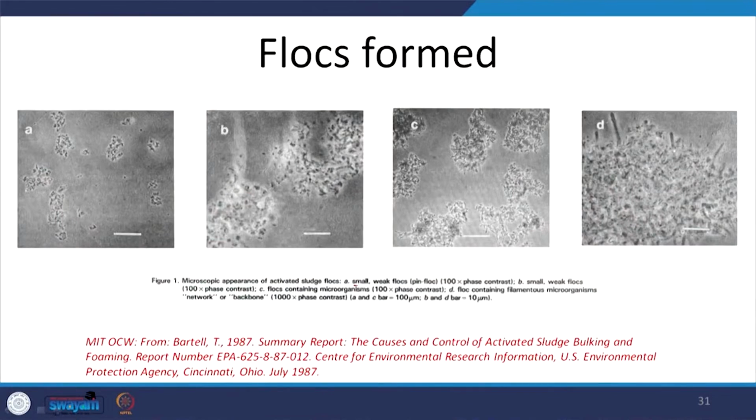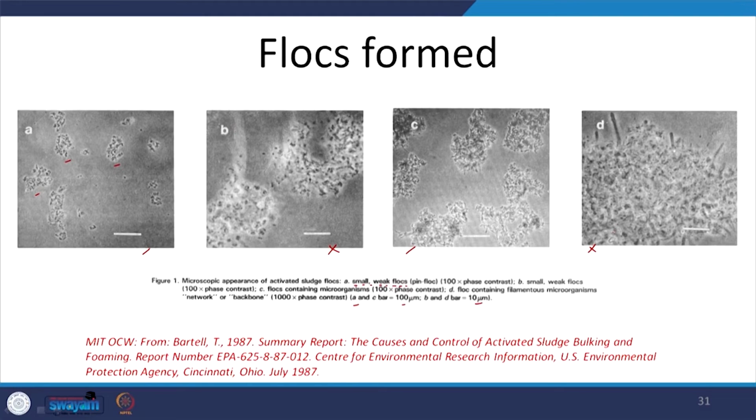Initially, we see small weak flocs or pin flocs out here, which would not settle as fast. Again, small weak flocs, with A and C zoomed in, right? That is what you see out here, B zoomed in. And then here we have flocs containing microorganisms and flocs containing filamentous microorganisms as the backbone. These two are at the same magnification, and these two are at a different magnification, similar but different from A and C.